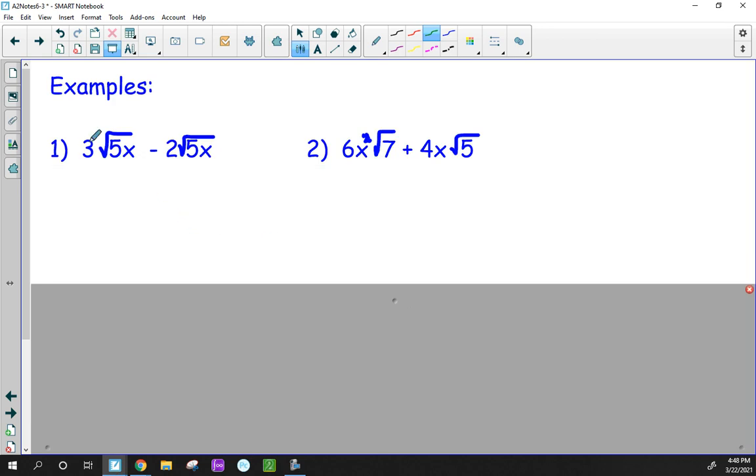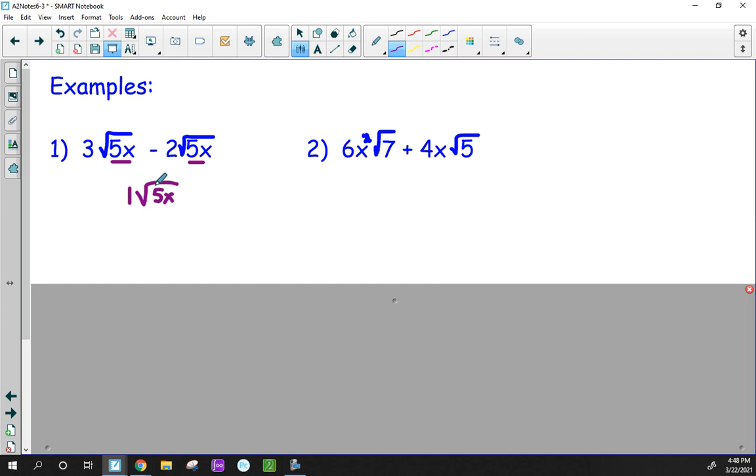Example 1, 3 times the square root of 5x minus 2 times the square root of 5x. Again, check out the index number. Check out the radicands. They do match, number and variable. You are combining the numbers in front, so 3 minus 2, which is 1. Of course, you do not have to write the 1. And then there's one of those terms left. So square root of 5x.